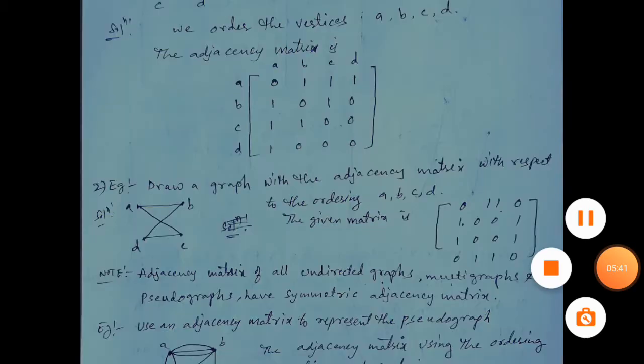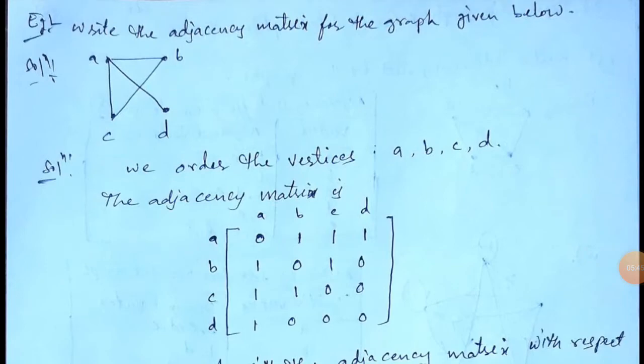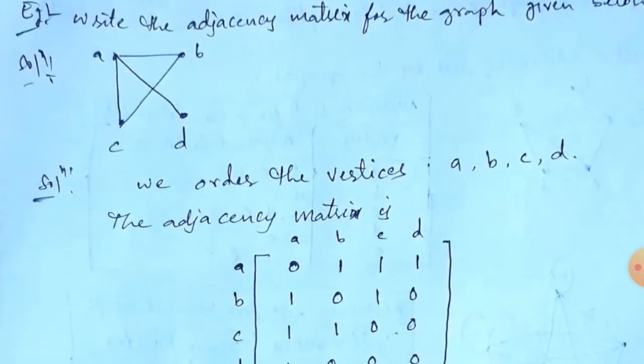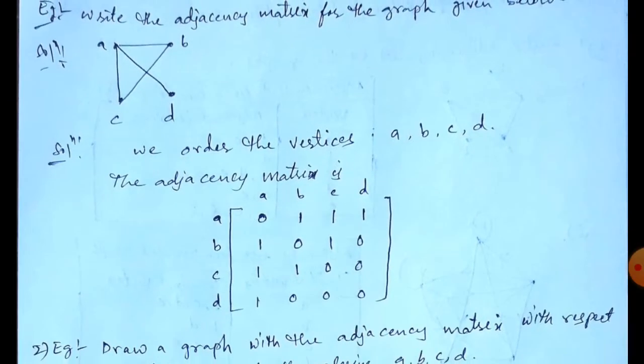Now observe here, write the adjacency matrix of the graph given below. There is a matrix given here. Vertices are there A, B, C, D, and the edges are there A to B, A to D, A to C, and B, C, of course, in between.